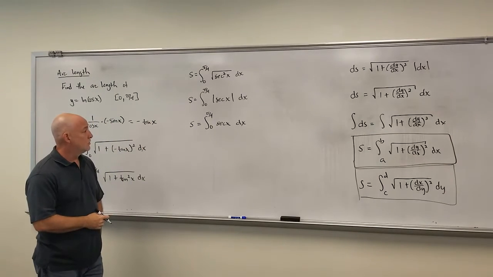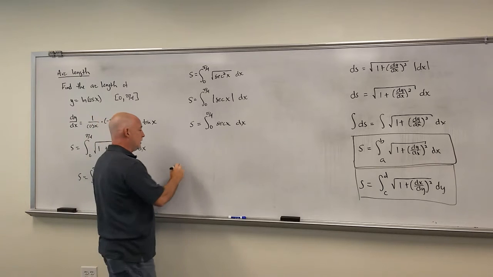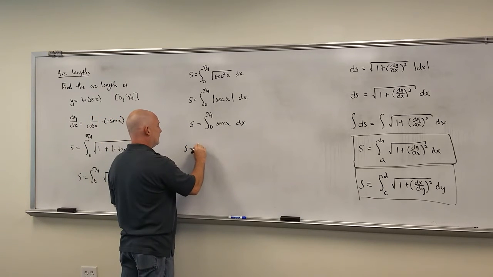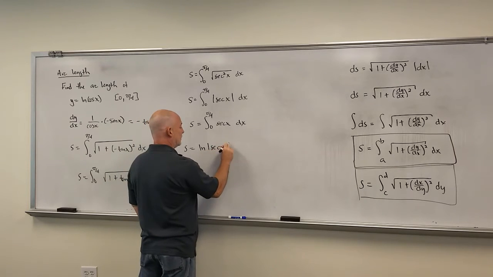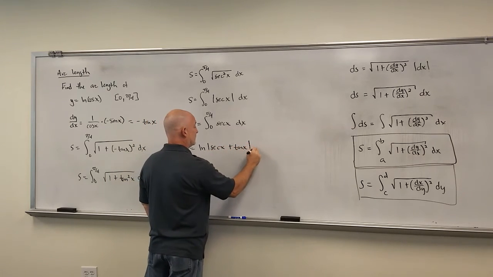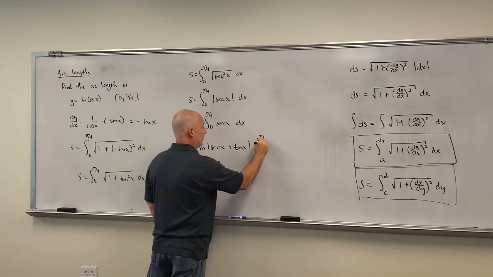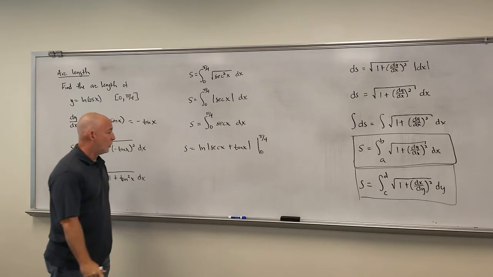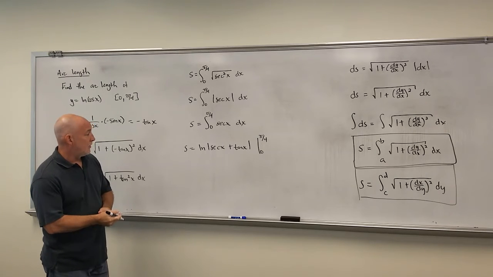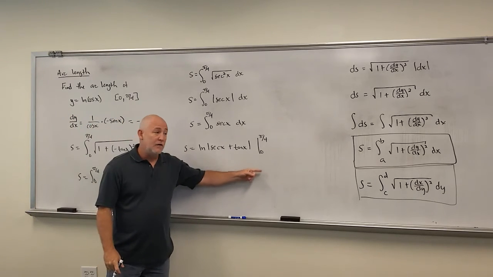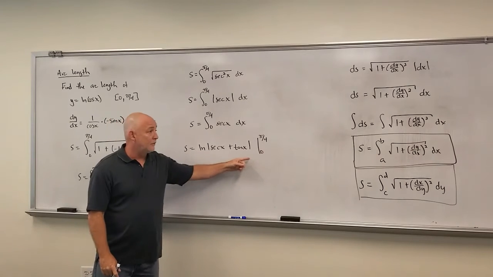Now we have to integrate this. The integral of secant is the natural log of the absolute value of the secant of x plus tangent of x, and we need to evaluate that from 0 to pi over 4. All right, so for time's sake for the video, I'm actually going to stop right there. That's the hard part. Now it's just evaluating, right? Top endpoint minus the bottom endpoint.